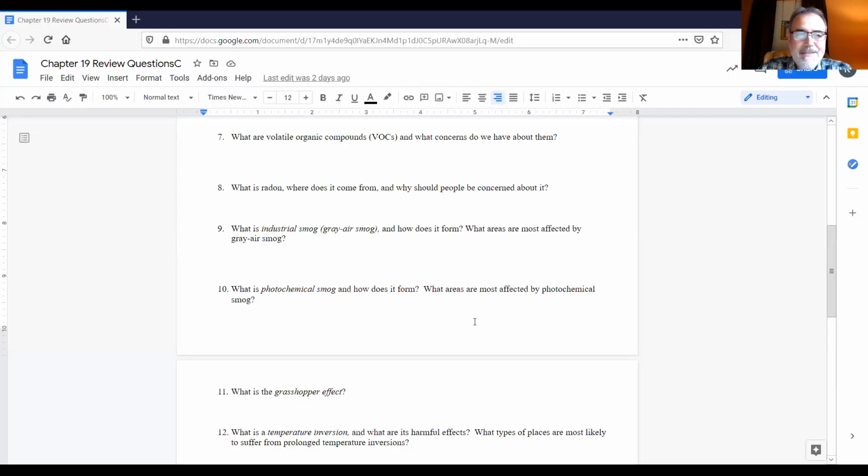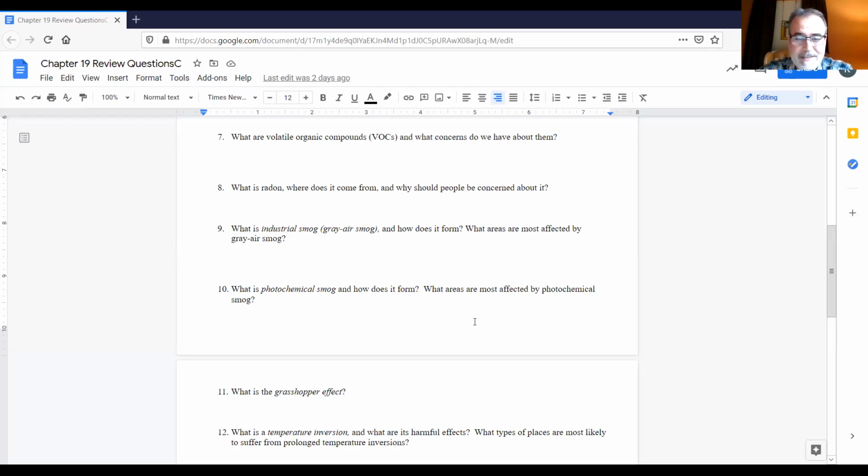All right, question number 8. What is radon? Where does it come from? And why should people be concerned about it? Now, if I were to ask you, what is the #1 cause of lung cancer? If you think it's radon, you're wrong, actually. It's smoking cigarettes. But guess what the #2 cause is? That's radon. And here's the deal with radon. You can't smell it, you can't taste it. And so you could be breathing this in and not even know it.